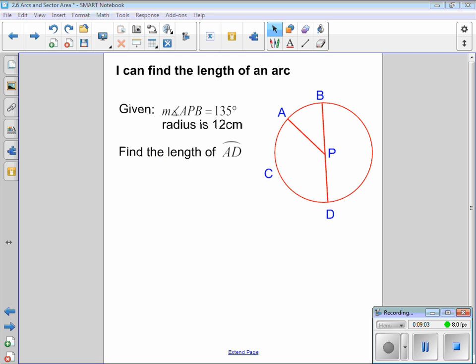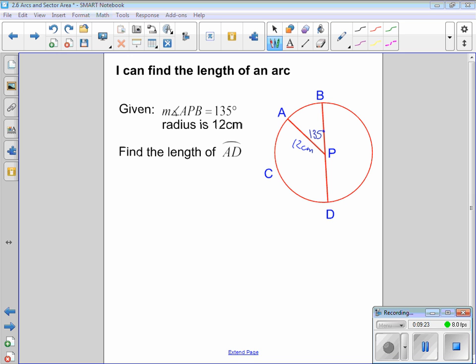This is kind of the beginning of new stuff. We have the measure of APB. The angle APB is 135. So the first thing I would want to do is put that information in there. And that the radius is 12 centimeters. Just put that as a radius. And every one of these radii is equal to 12 centimeters, right?